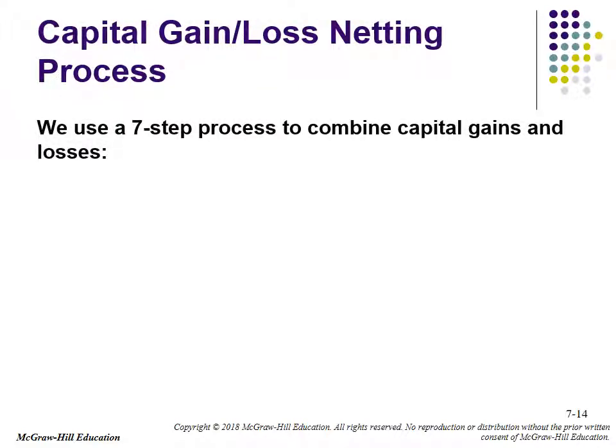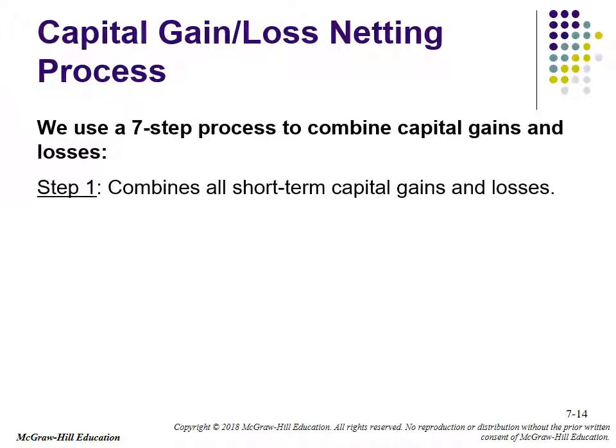Now, we need to discuss, we know how to net some stuff together, but there are steps involved in taxes for netting capital gains and losses together. And it's a 7-step process. First, you should determine all your short-term capital gains and losses and net them together. So combine all of your short-term gains and losses, net them together.